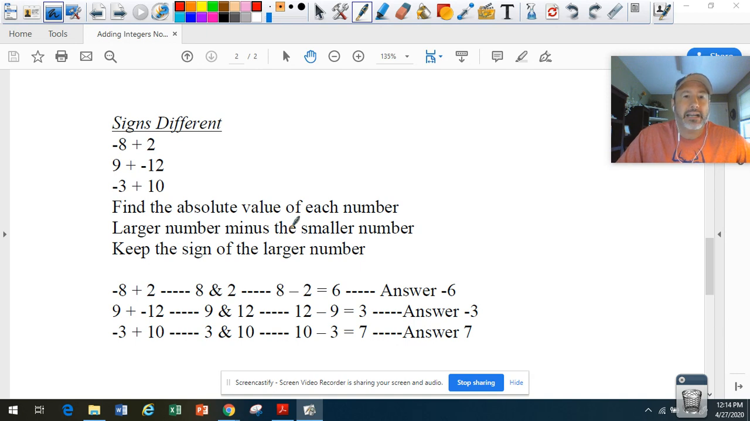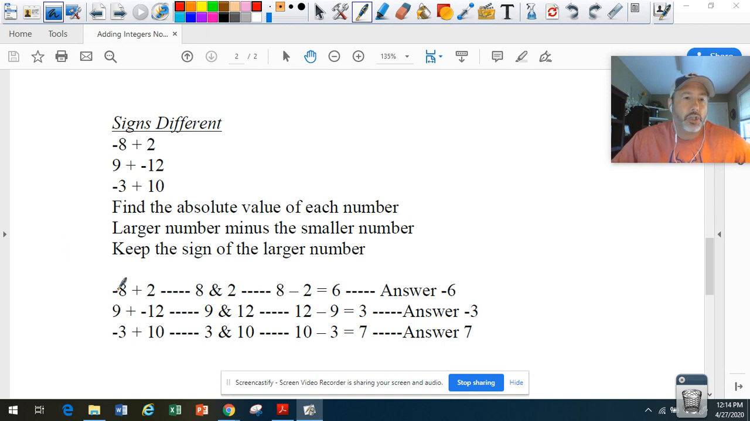Larger number minus the smaller number. So we're going to be subtracting. Okay, when the signs are different, we are going to subtract these. Okay, take the larger absolute value minus the smaller absolute value. Okay, keep the sign of the larger number, or the larger absolute value, I should say here.